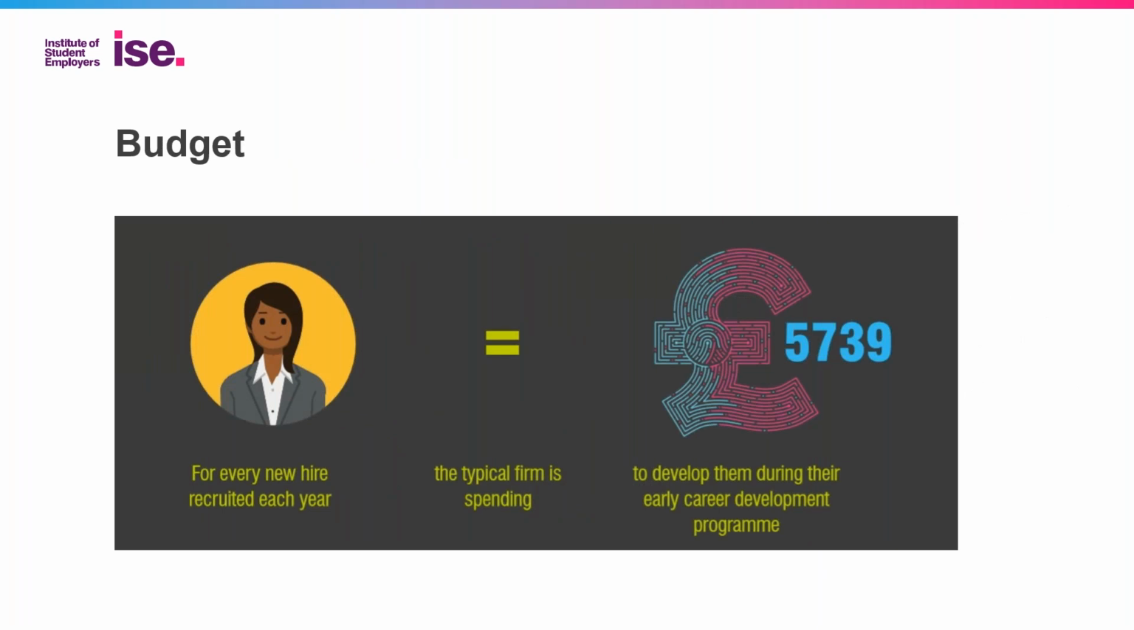We then look at the overall budget. So the typical budget that firms had for each hire, that they're spending on their development, is almost £6,000, so £5,739. Now, we didn't really have good enough data from the retail sector to report this as a separate figure, so I think we'll have to work with that for now. We're working on an average amount that people are spending per hire to develop them over a two or sometimes three-year development program of about £5,000 to £6,000.